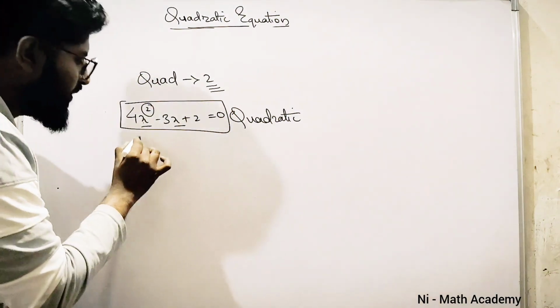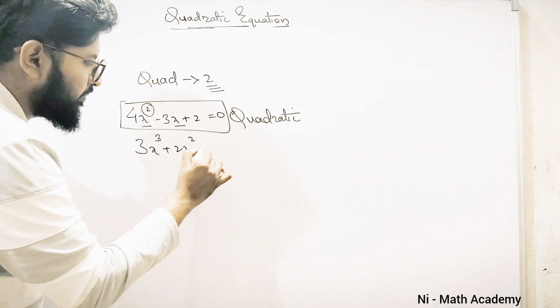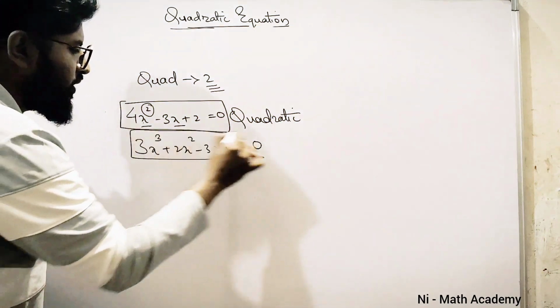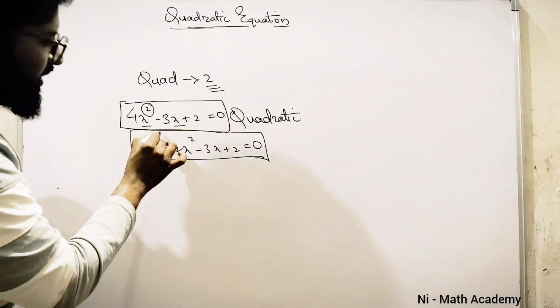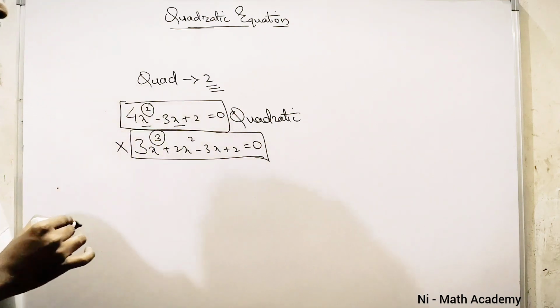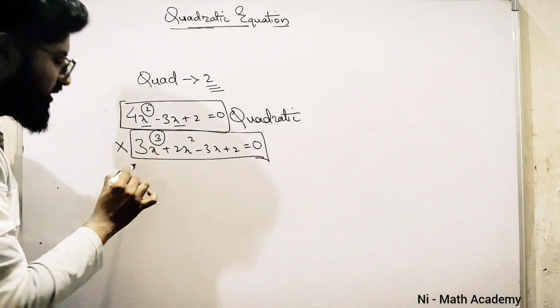Let me give you another example. If I write 3x cube plus 2x square minus 3x plus 2 equal to 0, you can see in this equation there are the terms x cube, x square and x, and x has its highest power as cube, hence it is not a quadratic equation.